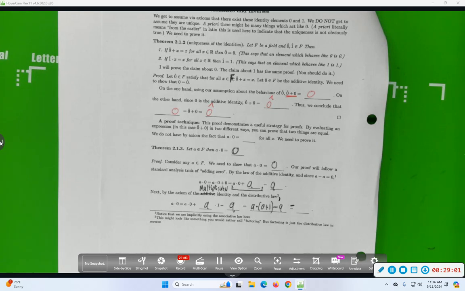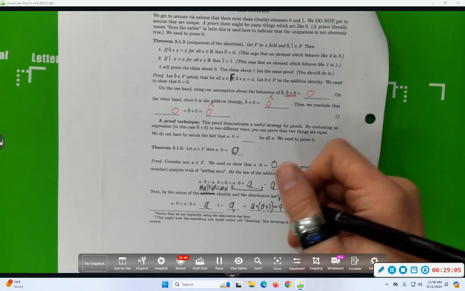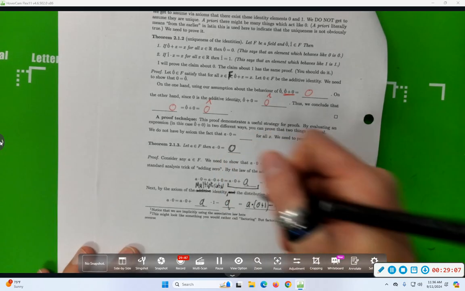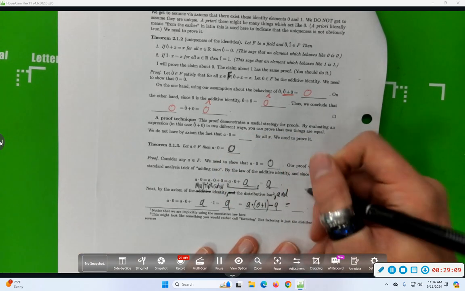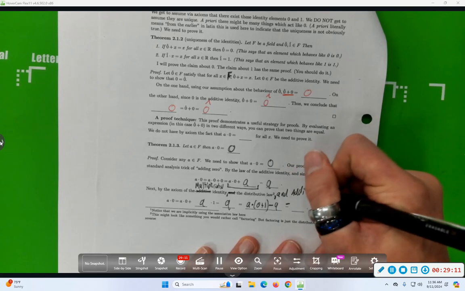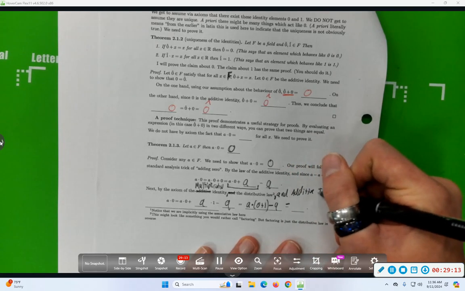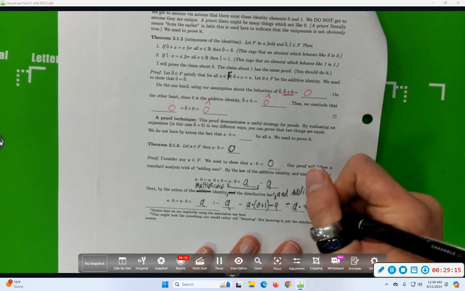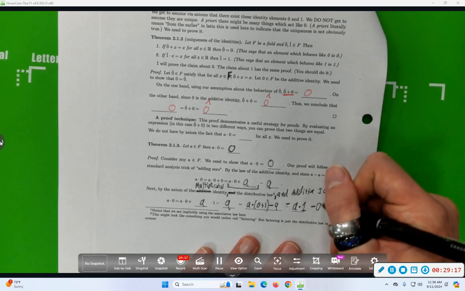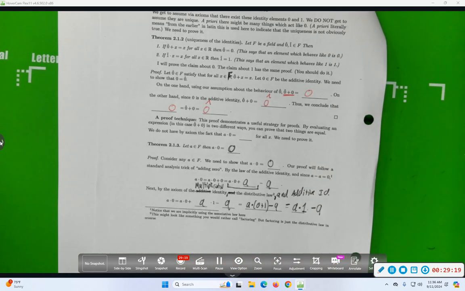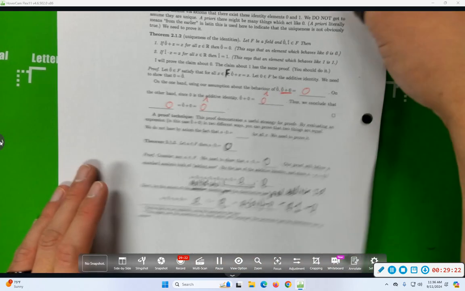law of the identity. So I'm going to put a comma there just for the sake of language, and additive identity to get a times 1 minus a. Is that looking more like 0? Mm-hmm. Nice. All right.